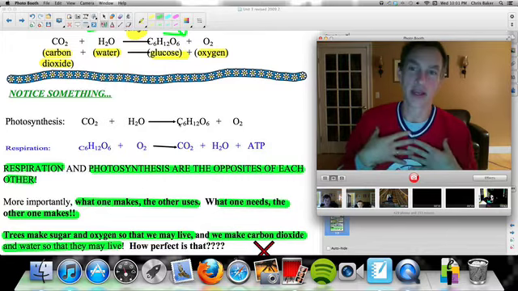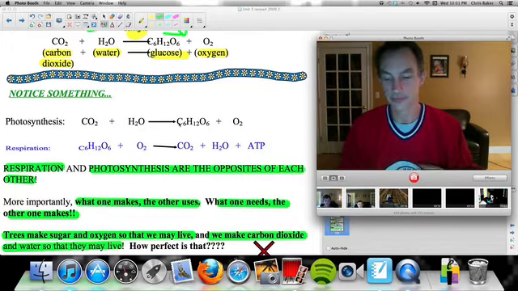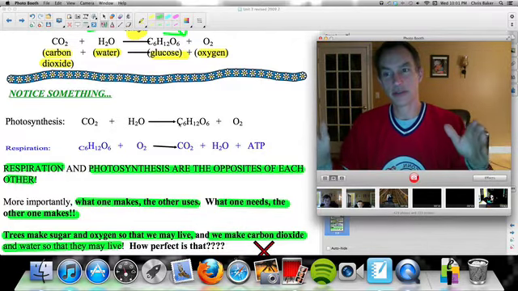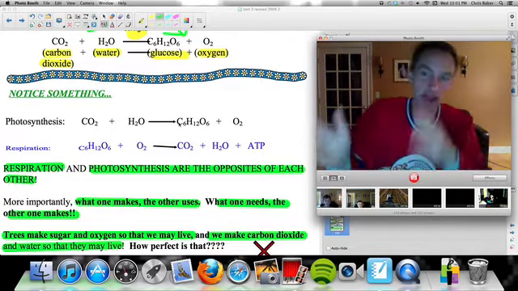We need that oxygen, and so we use that. But actually, plants do photosynthesis and respiration.